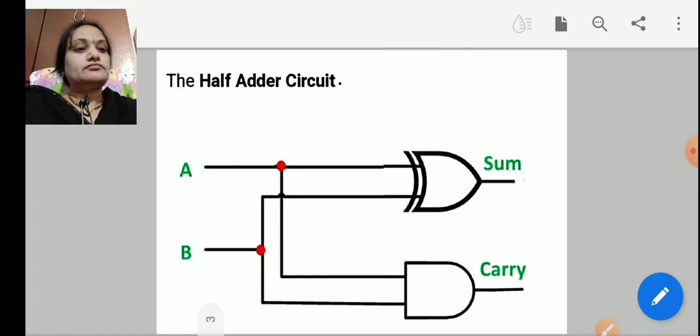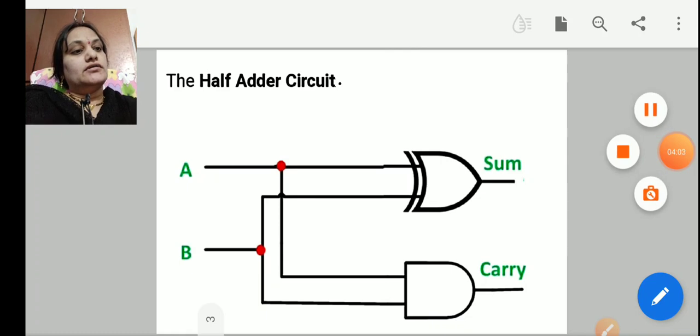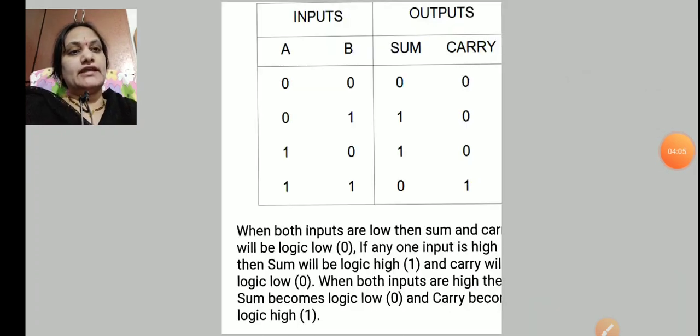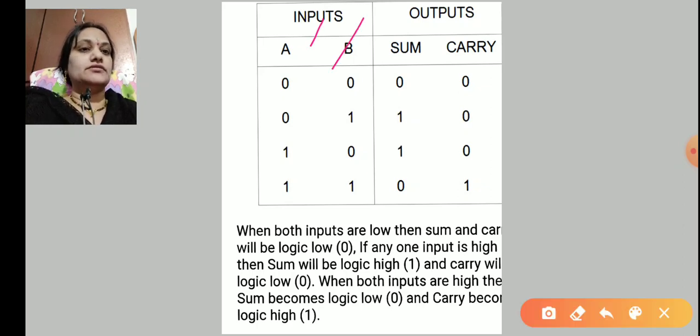Now observe the truth table of a half adder. All of us know that half adder has two inputs, that is A and B. The outputs are sum and carry. If the inputs are 0, 0, then the sum becomes 0 and carry becomes 0.